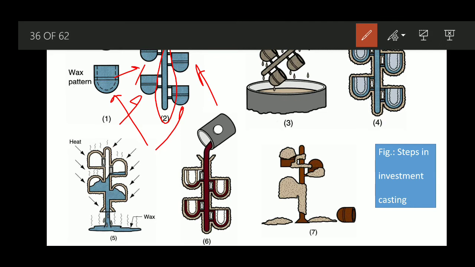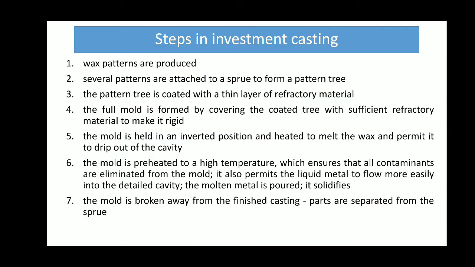So the whole pattern tree we take, and here we have the refractory material. Maybe by robotic action or by hand holding, depending on the sophistication level of the lab, we are going to dip it inside the slurry-like refractory material. It's somewhat liquid, and we'll coat the whole sprue. Next, the full mold is formed by covering the coated tree with sufficient refractory material to make it rigid.